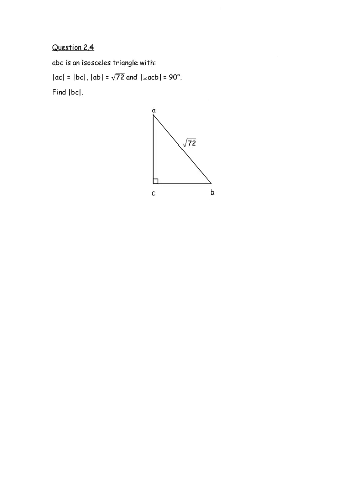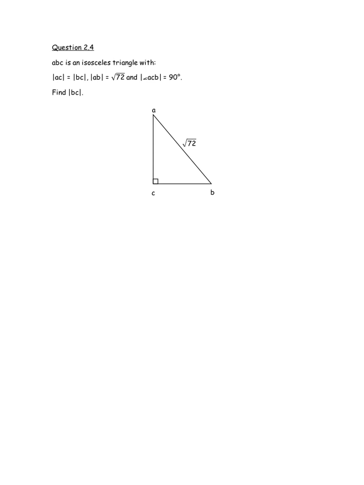The next question in this booklet tells us that ABC is an isosceles triangle. So bearing in mind that an isosceles triangle could be a right angle triangle, because an isosceles triangle is a triangle that has two sides and two angles that are the same. So it tells us here that AC, so the length of this line on the left hand side of the triangle, is equal to BC, which is the bottom of the triangle. It tells us that AB is square root 72, and it tells us that the angle ACB is 90 degrees, and it wants us to find BC.